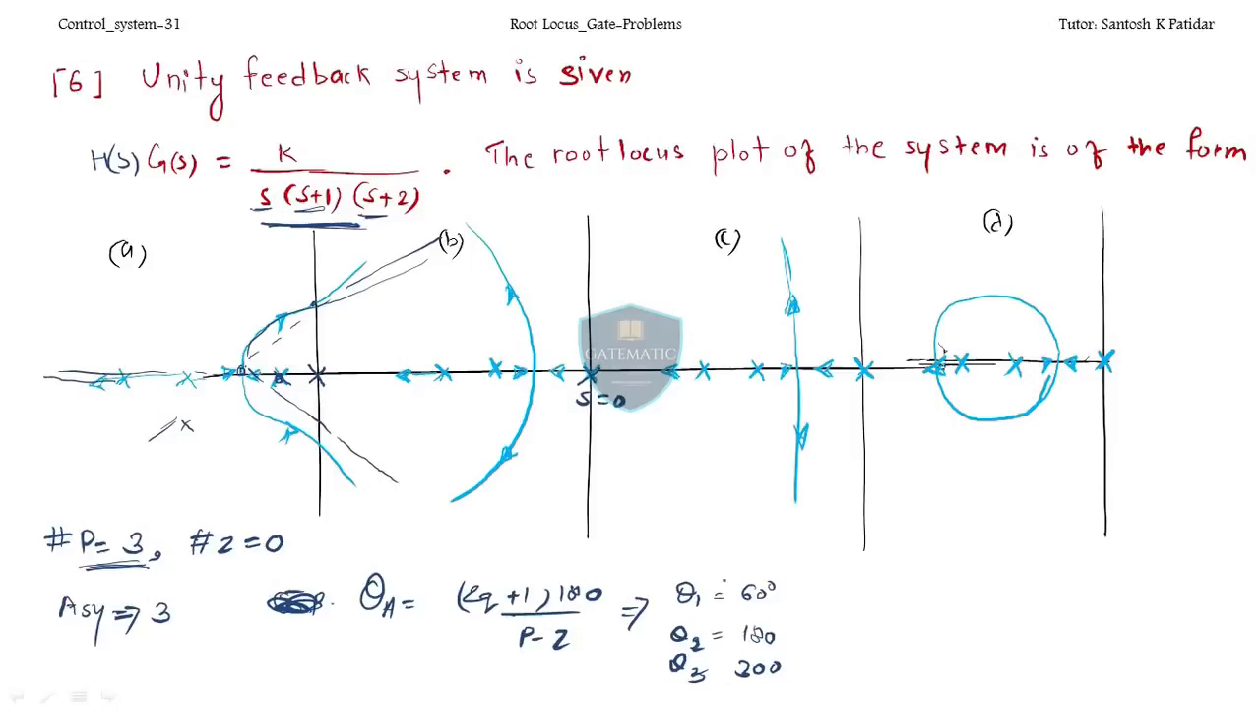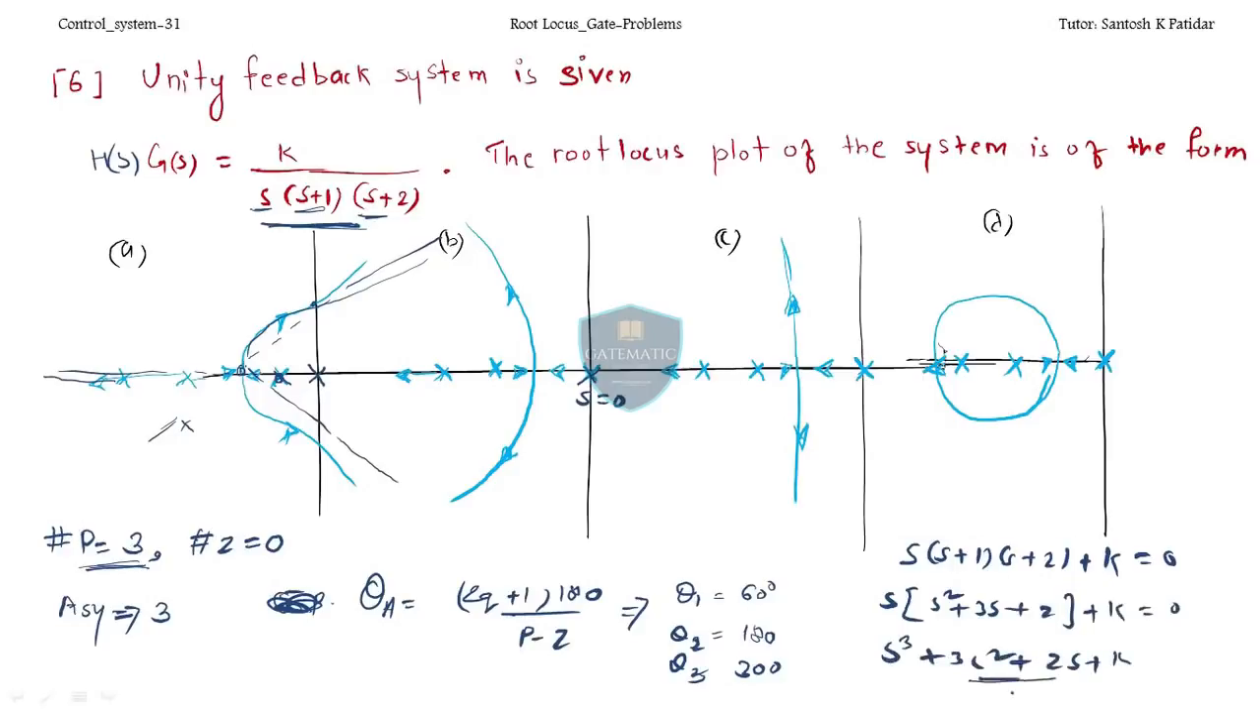How? When you find the characteristic equation, it will be of order 3. See, s(s plus 1)(s plus 2) plus K. This is your characteristic equation. So s cube plus 3s square plus 2s plus K equal to 0. For K equal to 6, your system is marginally stable, meaning your system is going to achieve marginal stability. But in these 3 graphs, I do not have any marginal stability concept. So definitely your answer will be this.